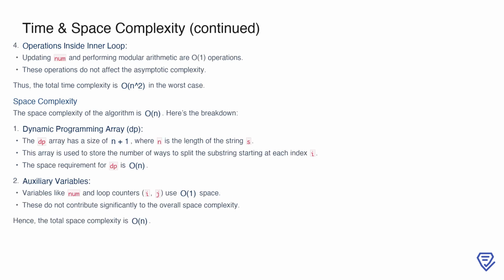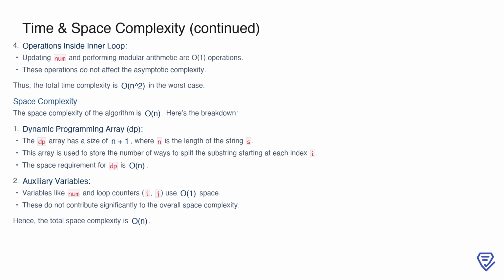Within the inner loop, the operations we perform, such as updating the variable number and modular arithmetic, are constant time operations, meaning they each take O(1) time. These operations do not influence the asymptotic time complexity, which is dominated by the nested loop structure as explained earlier.